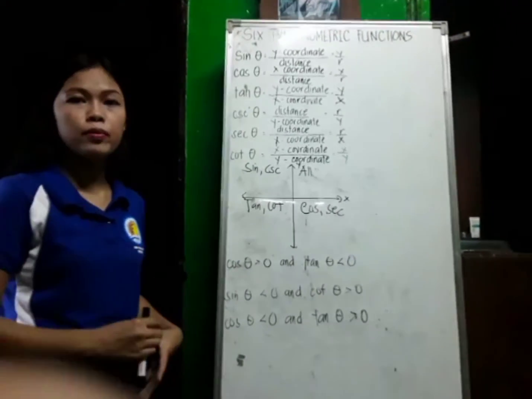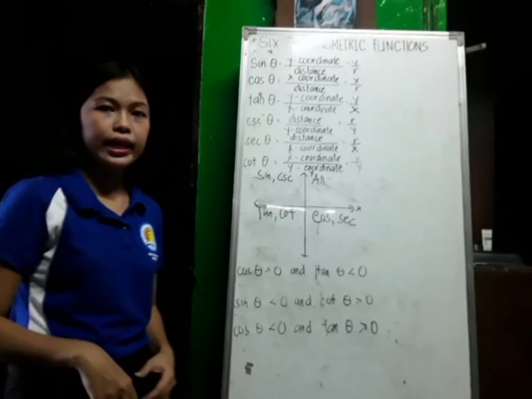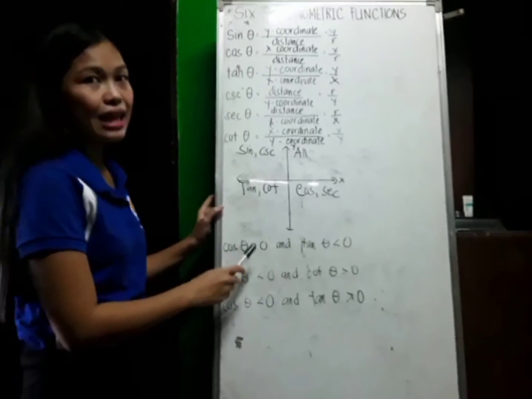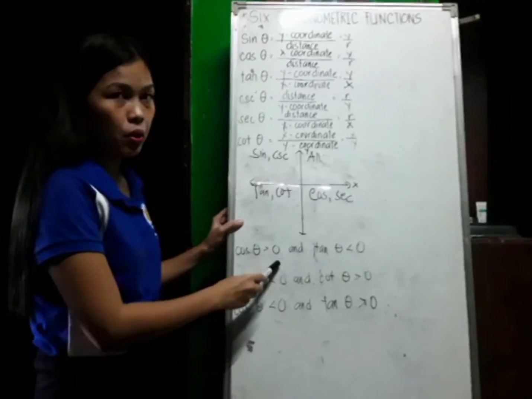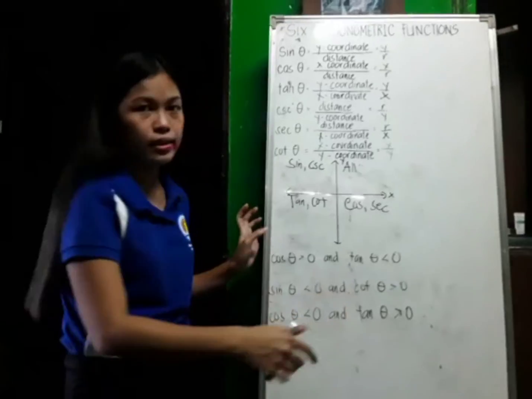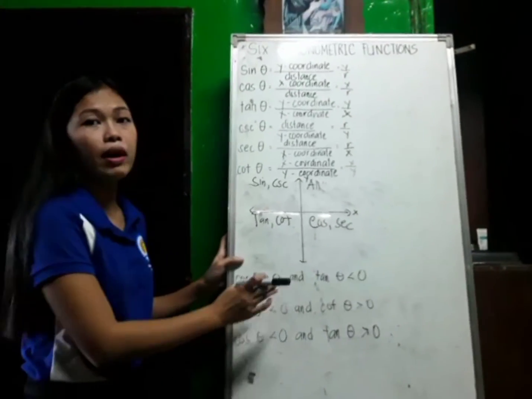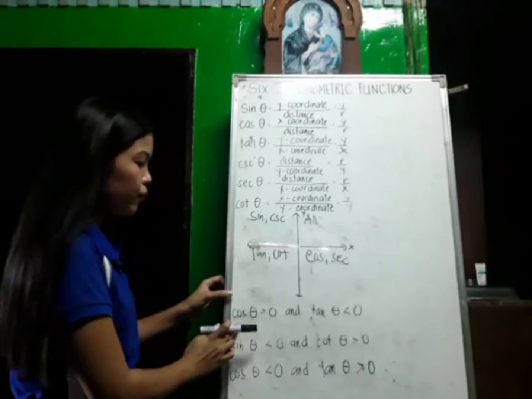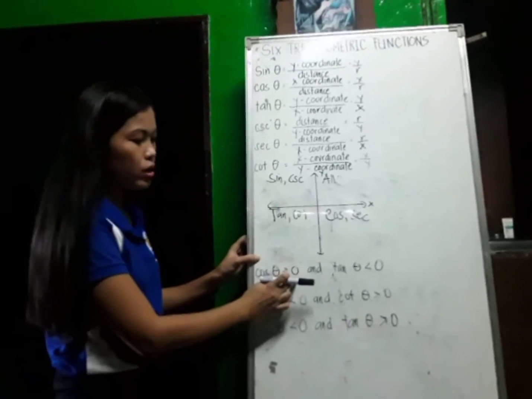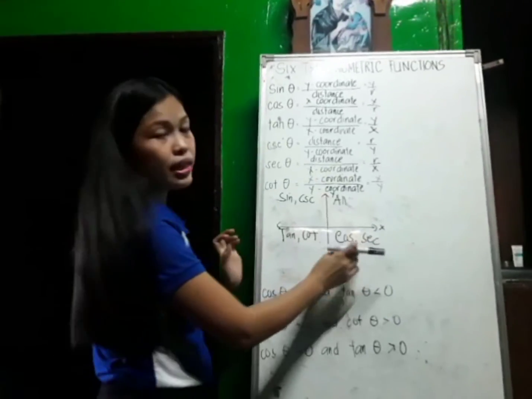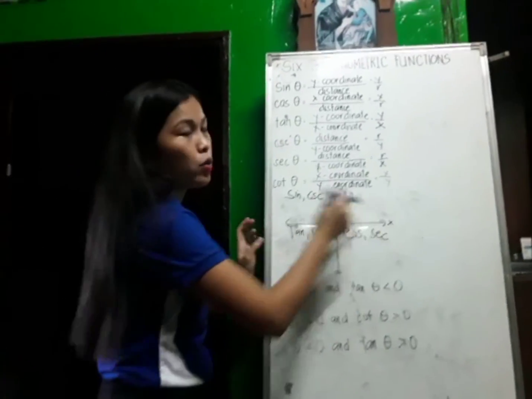So I will give you some examples. We're going to determine the quadrant of the angle theta. First one: the cosine theta is greater than 0 and tan theta is less than 0. How are we going to find the angle theta for this one? In which quadrant? Cosine theta is greater than 0, meaning it is positive, and cosine is positive in quadrant 4 and in quadrant 1.